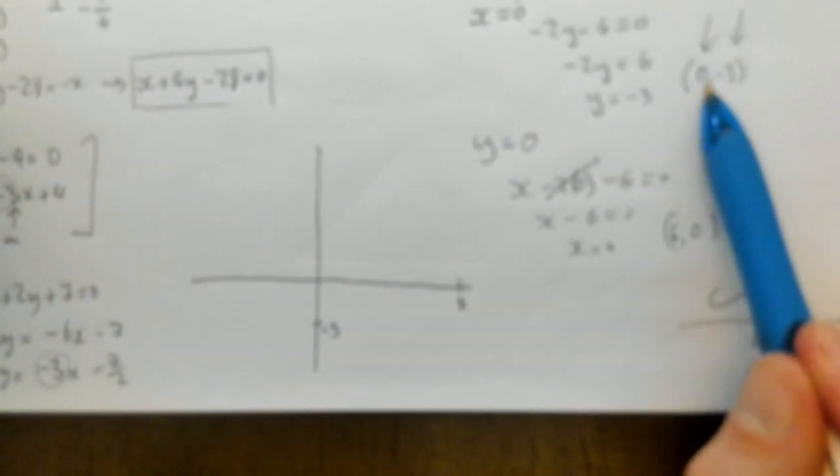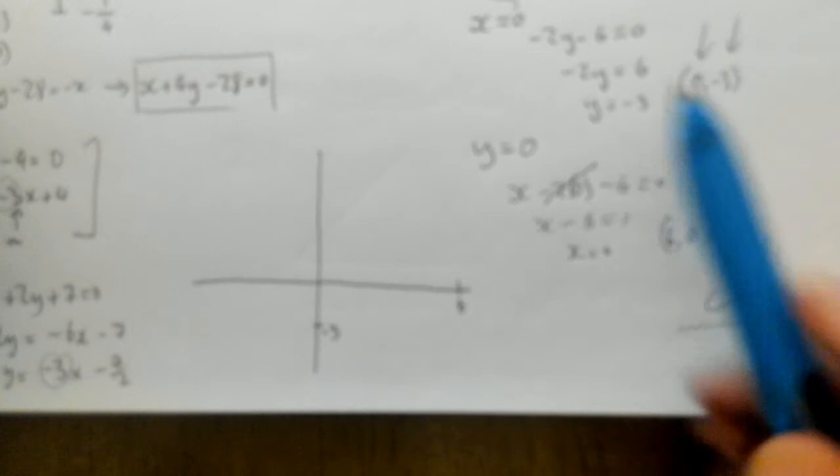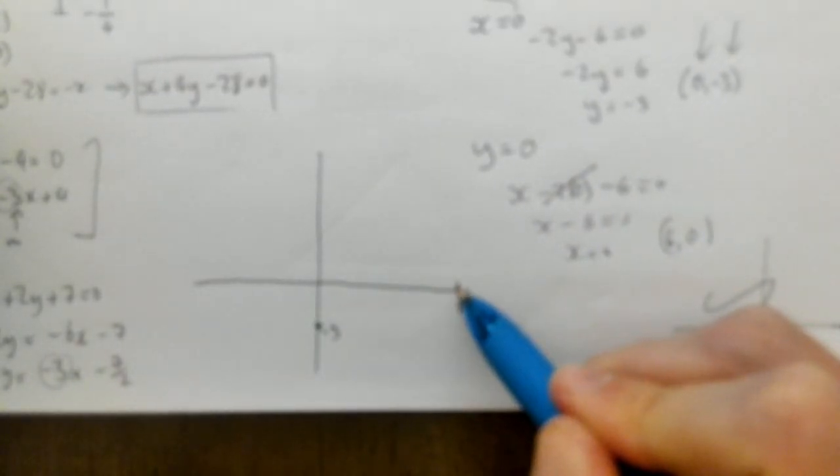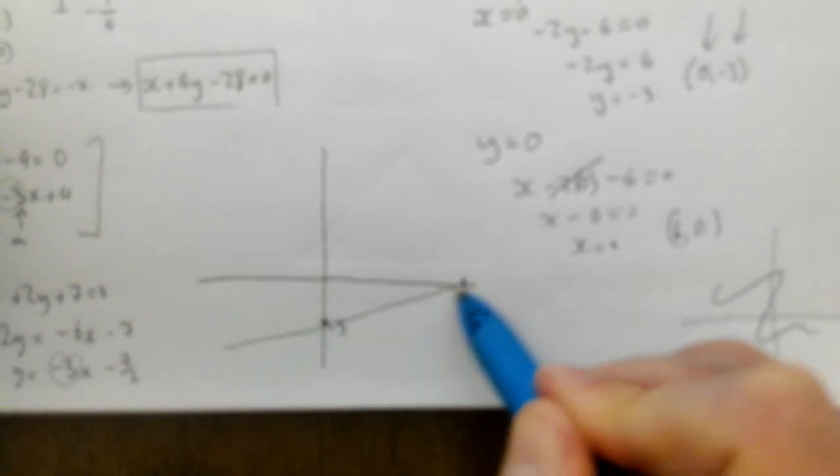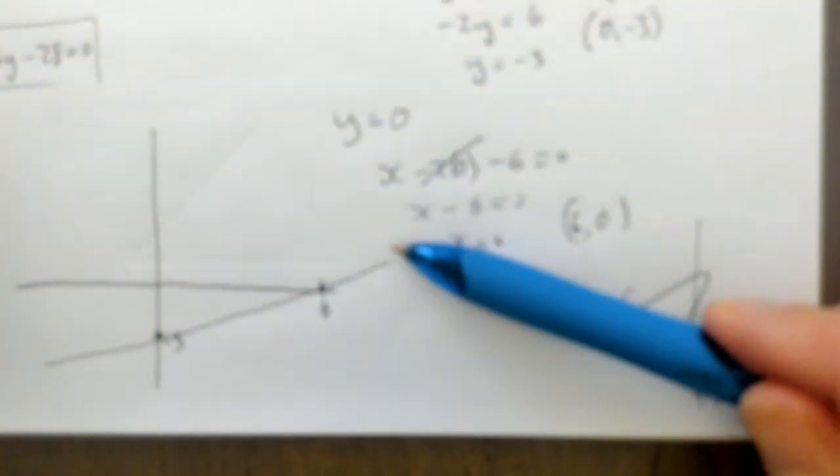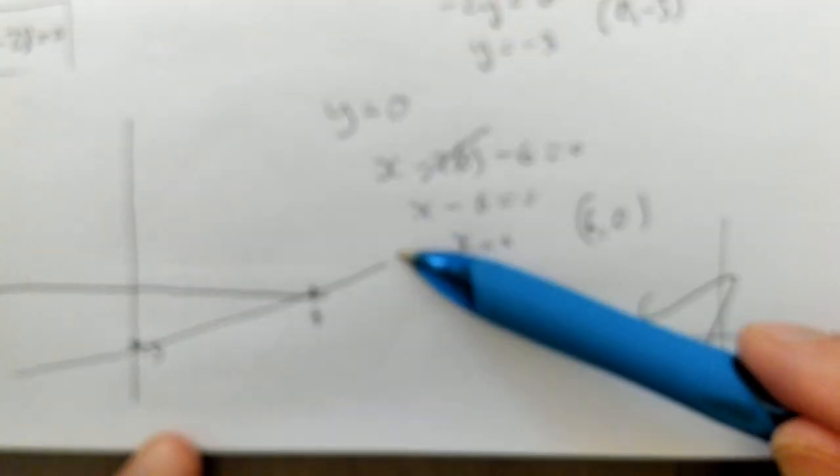So if I call that 6 and that's minus 3, the coordinate (0, -3) is here, do a little dot, the coordinate (6, 0) is there. There's your line, then you've sketched it, okay? That's really important, so take time to pause the video and go back over that now.